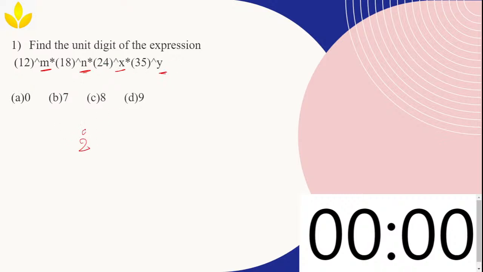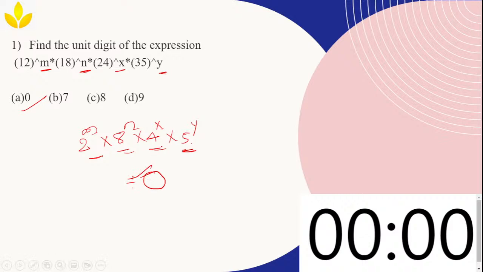What you'll get? 2 to the power m, 8 to the power n, 4 to the power x, 5 to the power y. Just now I explained to you about 5, right? 5, you have even numbers here. So what do you have to do? You don't have to do anything. Just write here 0 and that's your answer, because with 5, you are multiplying the even numbers. Okay? If you still want to try, keep any random values for m, n, x and try doing it. You will definitely get your answer as 0.